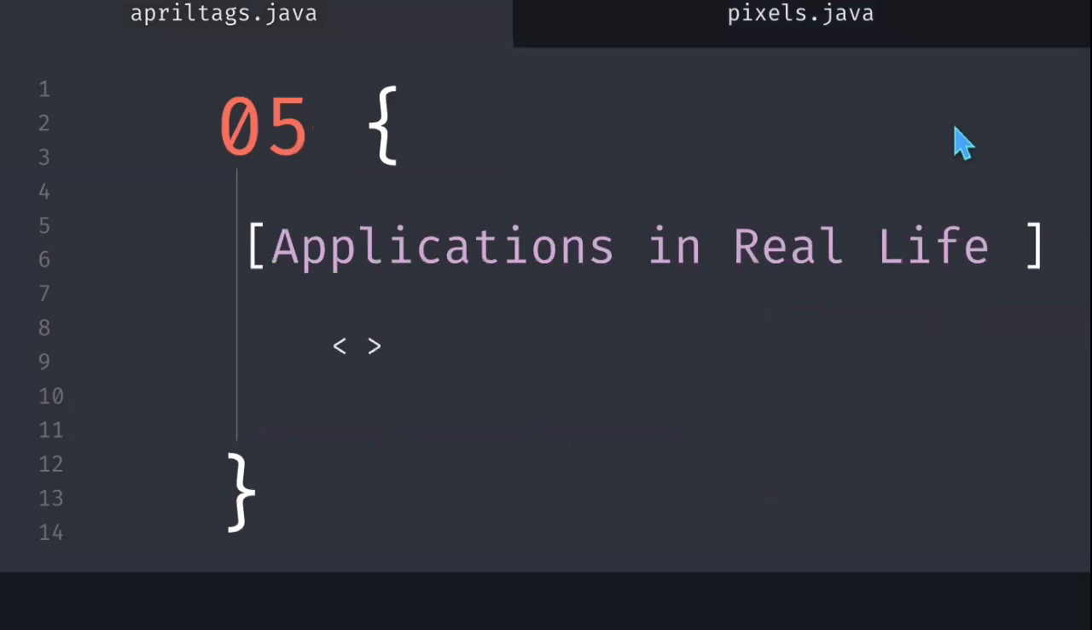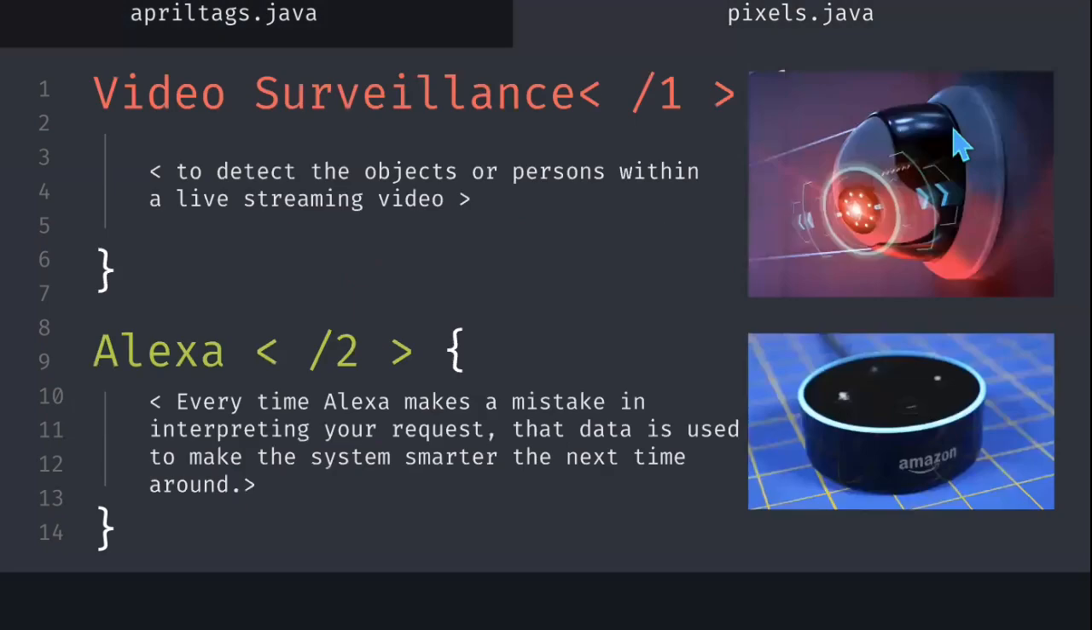Finally, some applications in real life just to ponder on. Some include video surveillance, detecting objects or people within a live streaming video, or even Alexa. Each time you make a mistake, Alexa utilizes that data to make the system smarter next time around. So just machine learning in real life and beyond, just robotics.